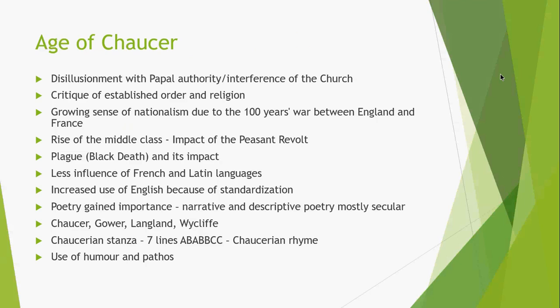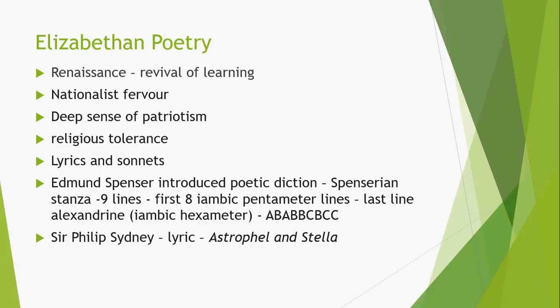These were the aspects that we looked at when we were discussing the age of Chaucer. We looked at the socio-economic and the political background. We looked at the various aspects that were influencing his age. We had a quick reference to his contemporaries. Then we moved on to the Elizabethan poetry.